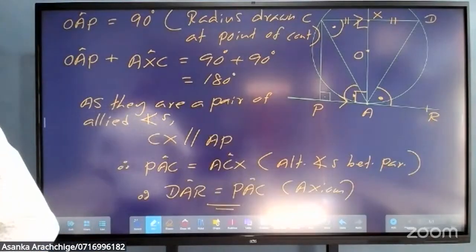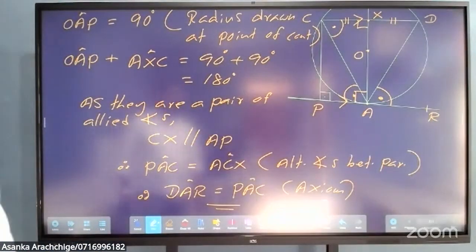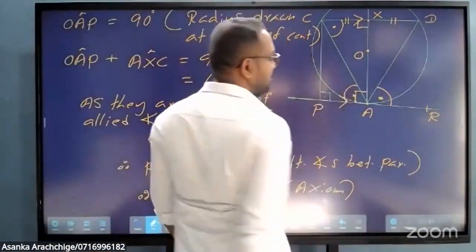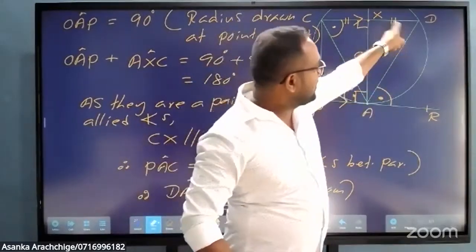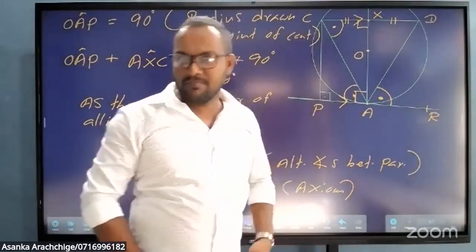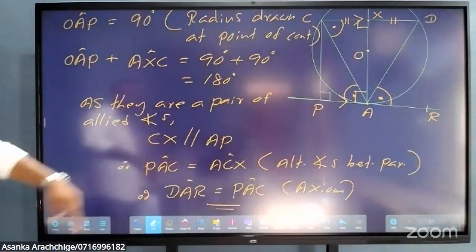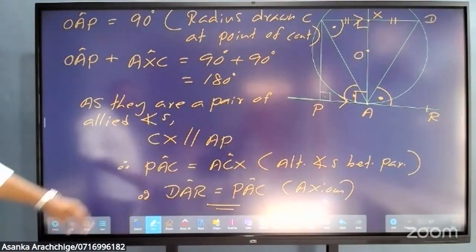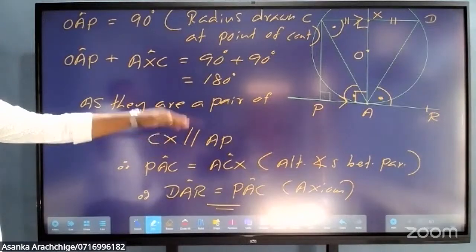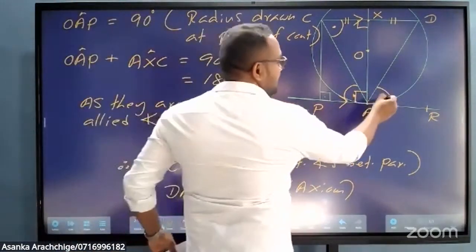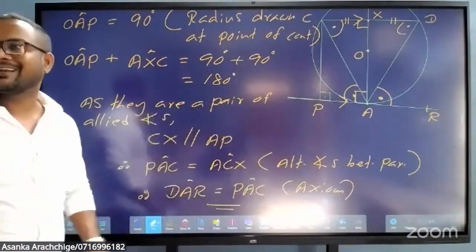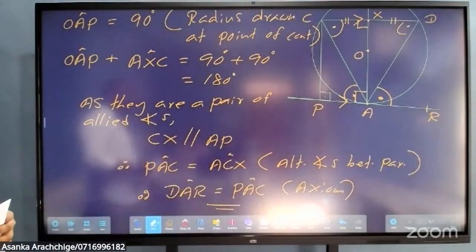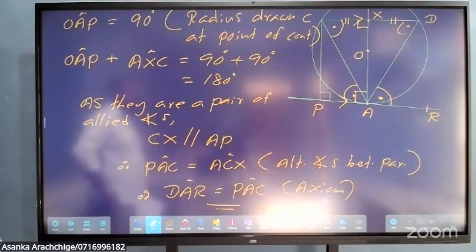Understood? There is another one, and this one also becomes equal. You can take it directly too. Since these two are parallel, you can take alternate angles between parallel lines in one step, without going around so much. You have to show that the lines are parallel. This angle is equal to this angle, alternate angles between parallel lines. That is also correct. There are three angles which are equal to DAR. Clear?